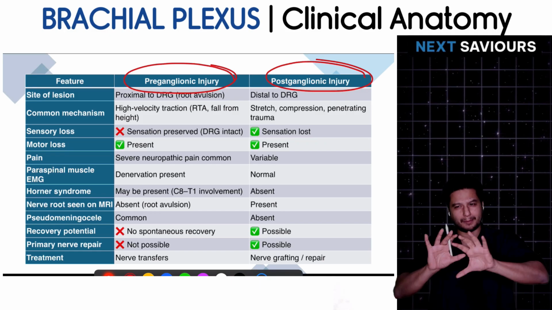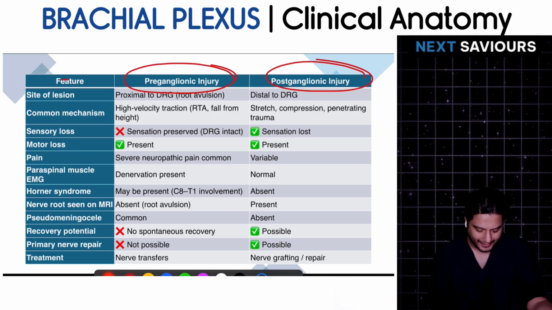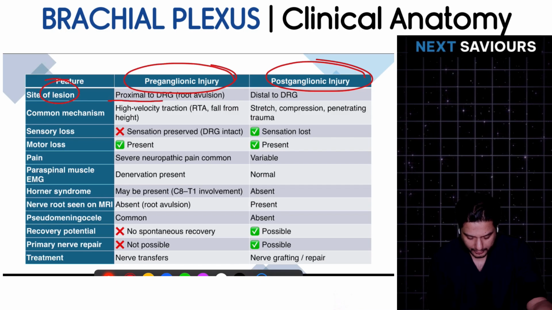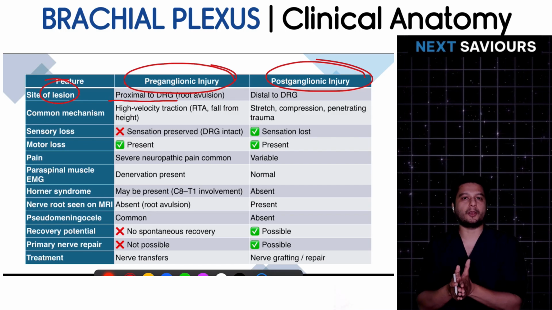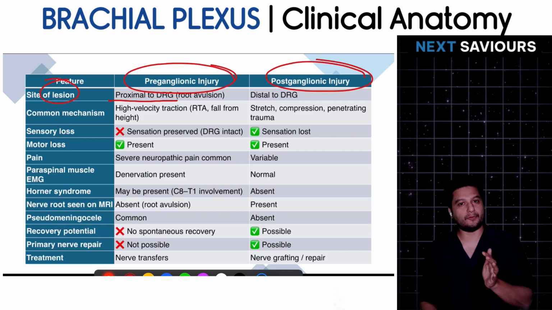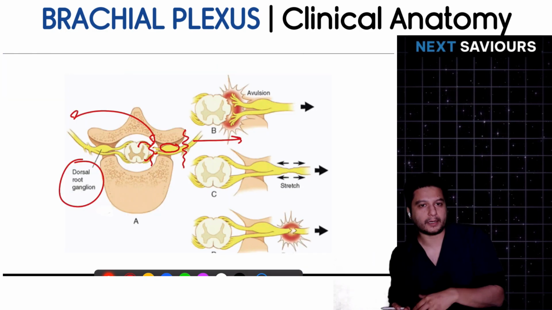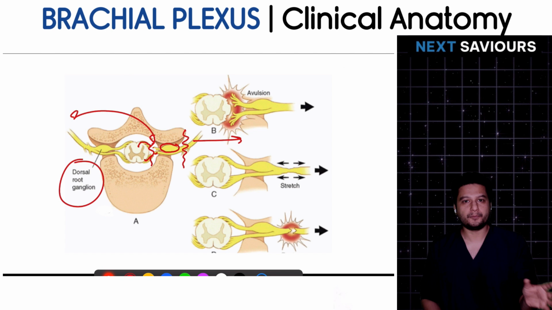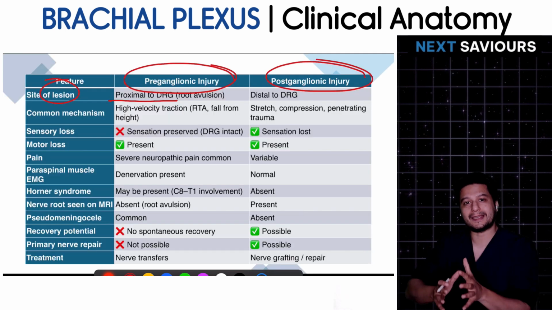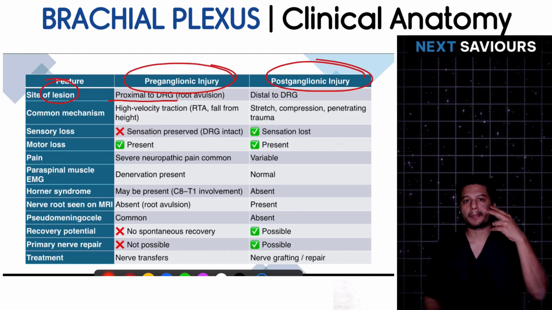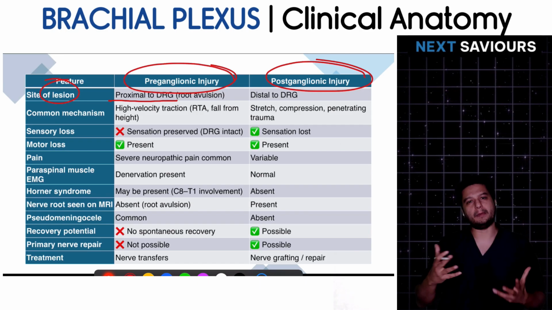So point number one, the simple distinction is that the site of the lesion, if it is proximal to the dorsal root ganglion, it would be called as preganglionic. While if it is distal to the dorsal root ganglion, it would be called as postganglionic. Simple. So these are the two types of non-specific injury to the brachial plexus. Point number two is, what are the common mechanisms?